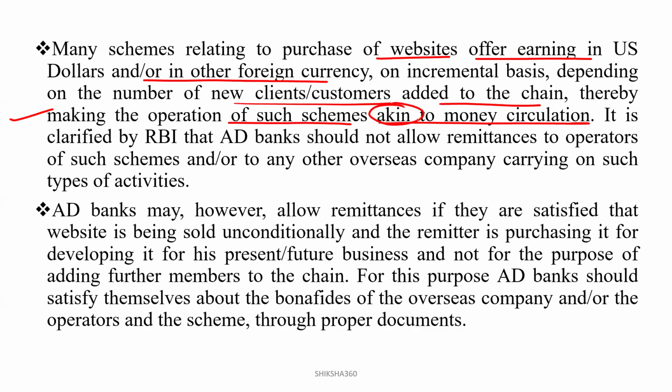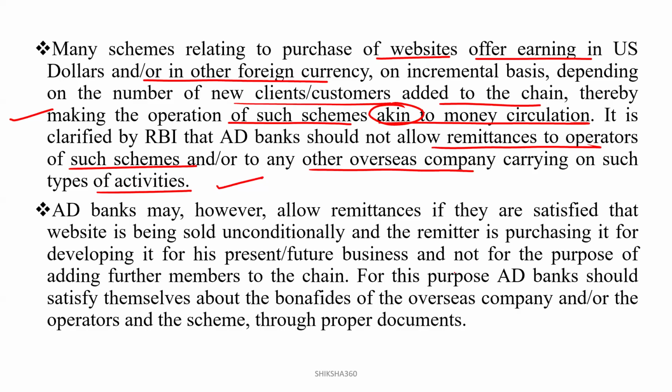It is clarified by the RBI that authorized dealer banks should not allow remittances to the operators of such schemes and to any other overseas companies carrying on such activities. This is to combat illegal money transfer.